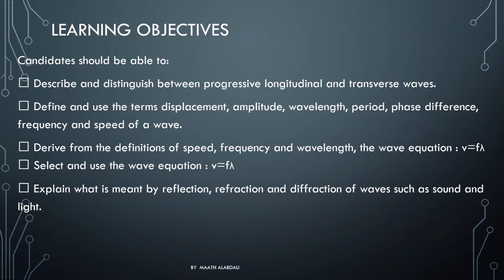We're going to define and use the terms displacement, amplitude, wavelength, period, phase difference, frequency, and speed of the wave. Every single term has a specific definition, so we have to know that. We also have to derive from the definitions of speed, frequency, and wavelength the wave equation v equals f lambda, and select and use it, and explain what is meant by reflection, refraction, and diffraction of waves, such as sound and light. So I'm going to explain all of this in this video.